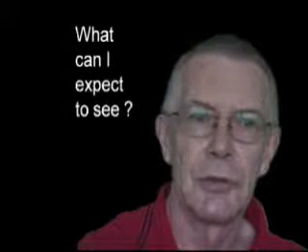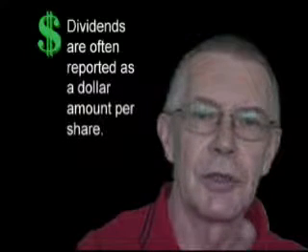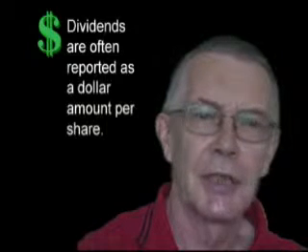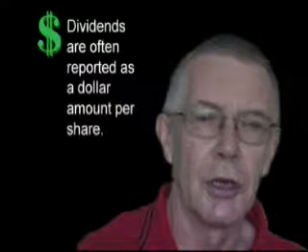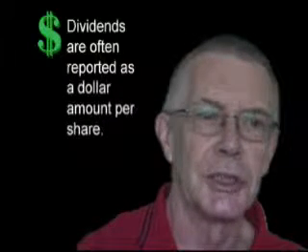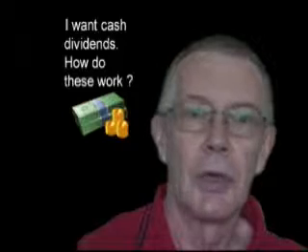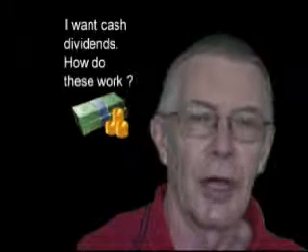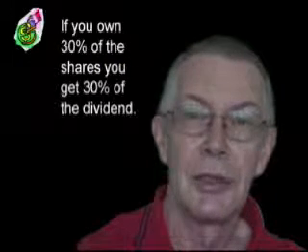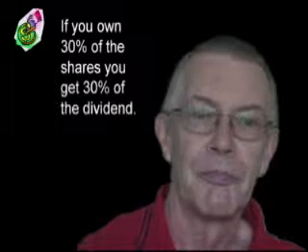What sort of things should you look for? The way that a dividend is reported is common for corporations. If it is a cash dividend, it is usually reported as a dollar amount per share. This makes it easy to compare one corporation with another. If you want cash dividends, you should understand though how that system works. Remember that distribution is by pro rata. So let's just recall that. If you own 30% of the shares, you get 30% of the dividend.